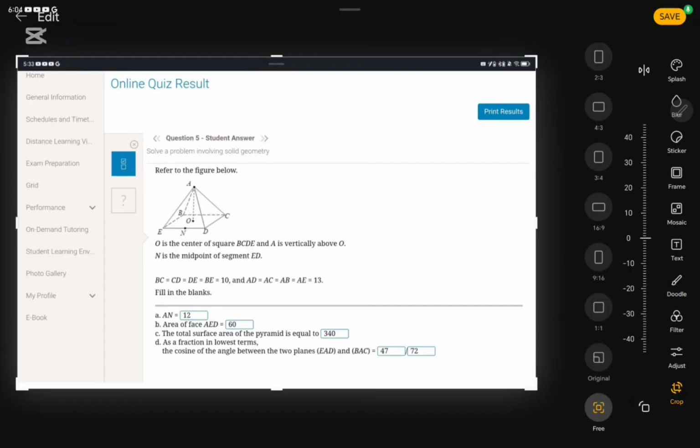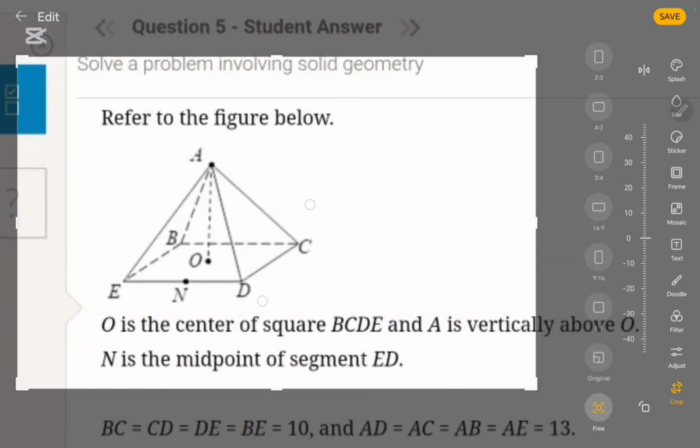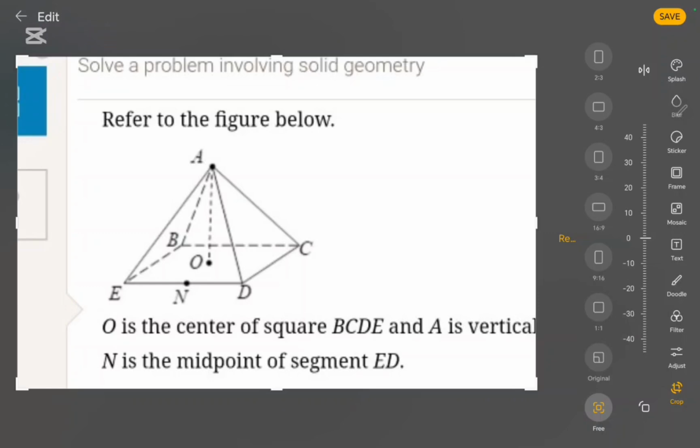Okay, this one is the trickiest part, but we can do it. Okay, so the cosine of the angle between the two planes EAD and BAC. So EAD.